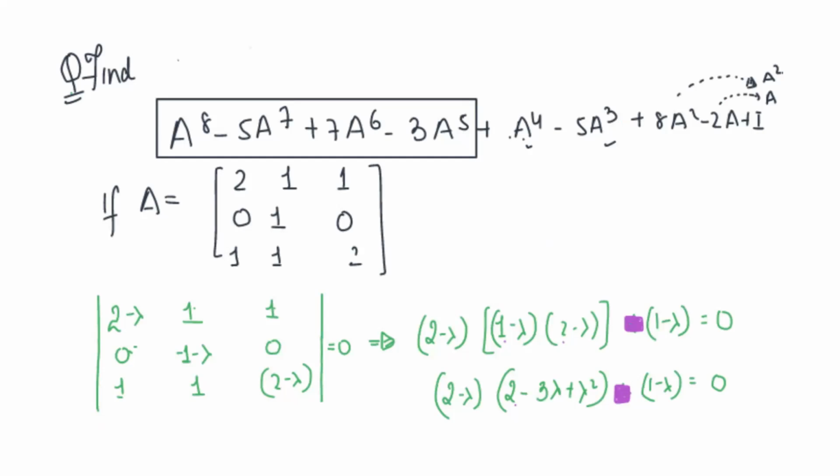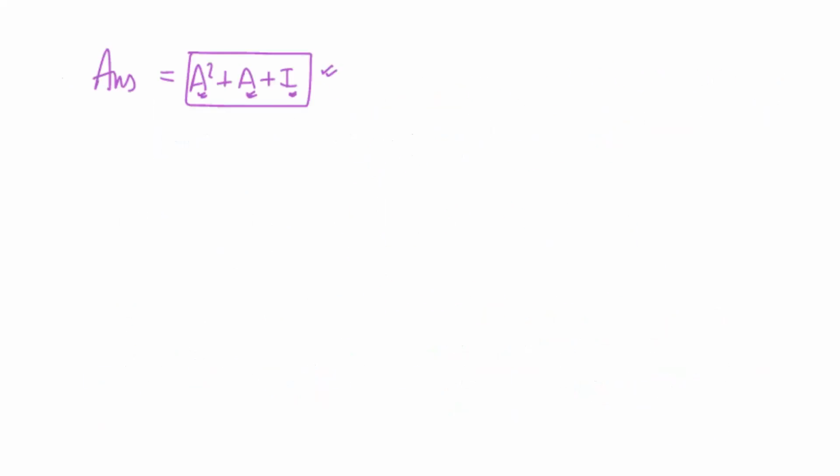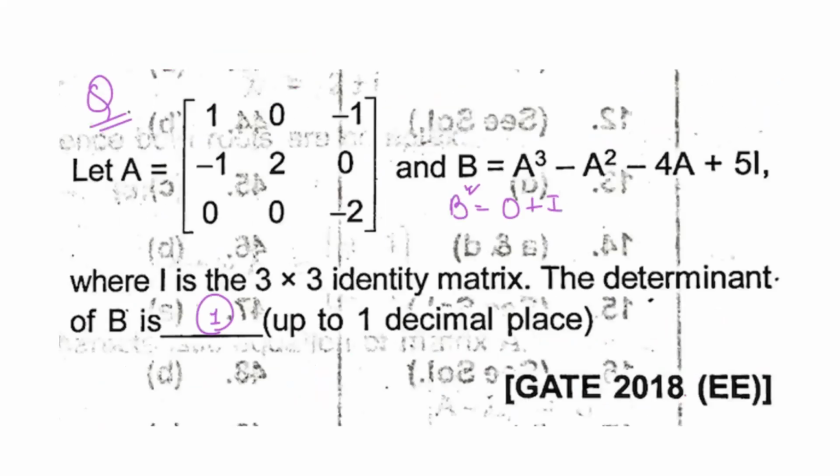Question, find A to the power of 8. Okay, some more questions. Let A be given and B is A cube minus A square minus 4A plus 5I, where I is the 3 cross 3 identity matrix. Find the determinant of B up to 1 decimal.